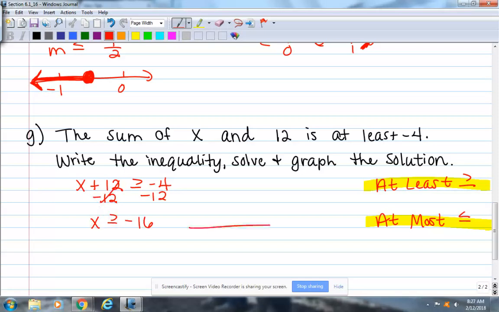And on a number line, negative 16 goes in the middle, with negative 17 and negative 15 beside it. Y'all don't forget about negatives going backwards. And does negative 16 get an open circle or a closed circle? Closed. And which way do we shade? To the right. Any questions? Questions? All right, that is all of section 6.1. So we are ready to move on to section 6.2.